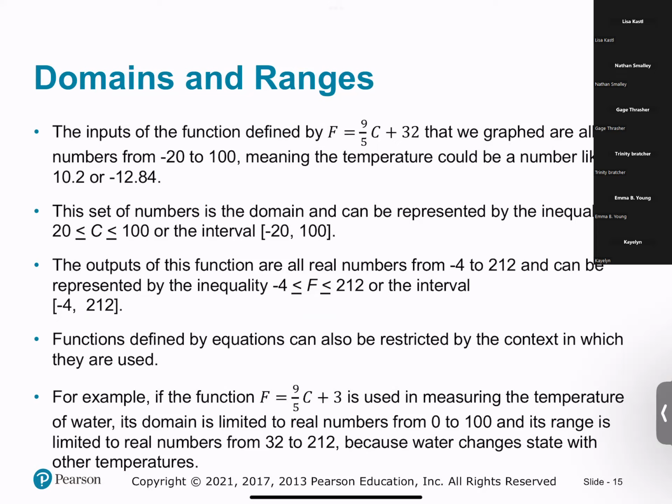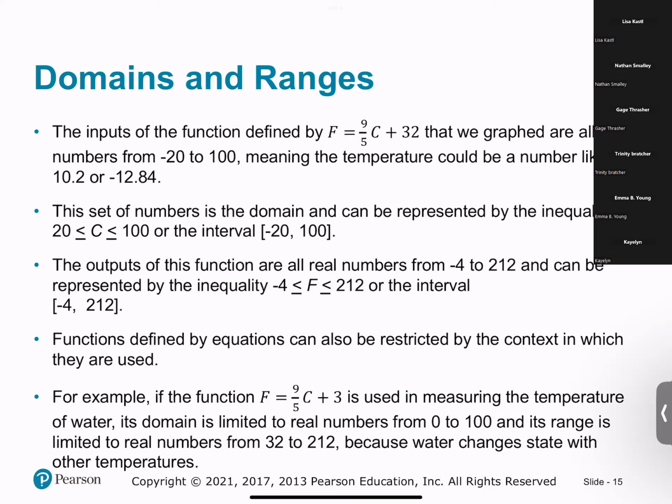And so our outputs, our degrees Fahrenheit, were from -4 to 212, which we could write as the interval that F is greater than or equal to -4 and less than or equal to 212. It's between -4 and 212 inclusive. And we could write that as an interval from -4 to 212 with brackets around it. So whenever we see this kind of notation, where we have two numbers separated by a comma with brackets around them, it means the same thing as this interval.